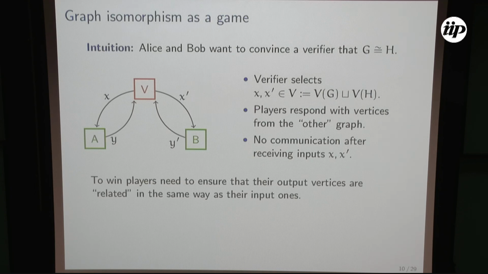No, that's not the case. X could be from G, and X prime could be from H. If that is the case, then Alice needs to respond with Y from G, and Bob needs to respond with Y prime from H. So now X and Y prime are both in G, and they are related in some way. For instance, they could be adjacent. And then in order to win, it needs to be that Y and X prime are also adjacent, but now in H, because those are vertices of H. Okay, great question.